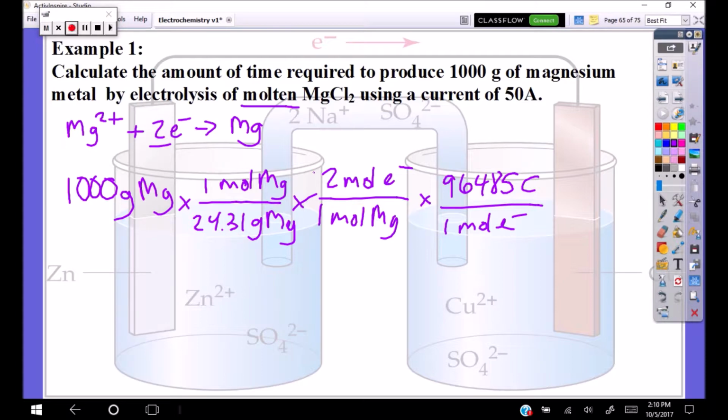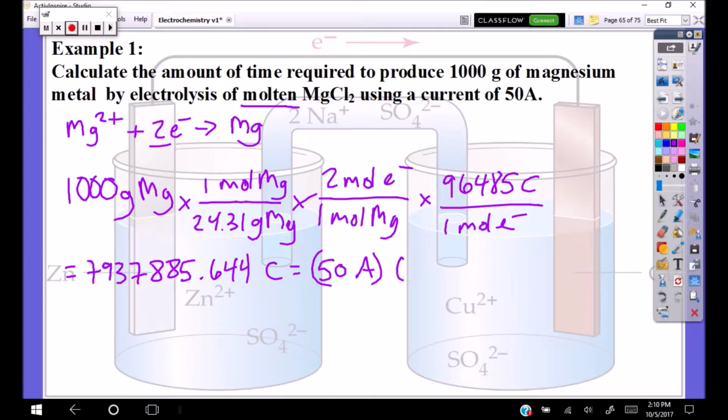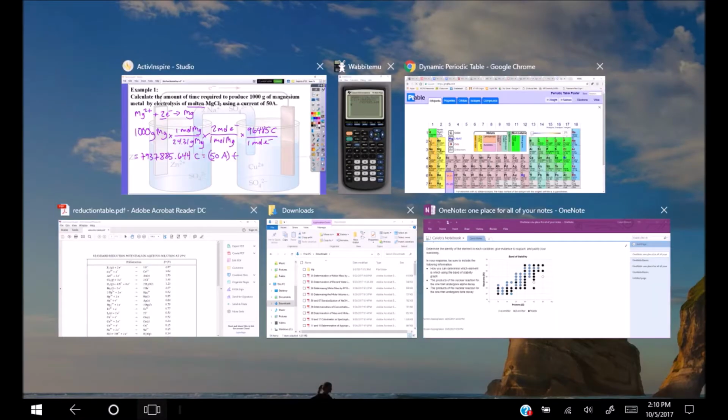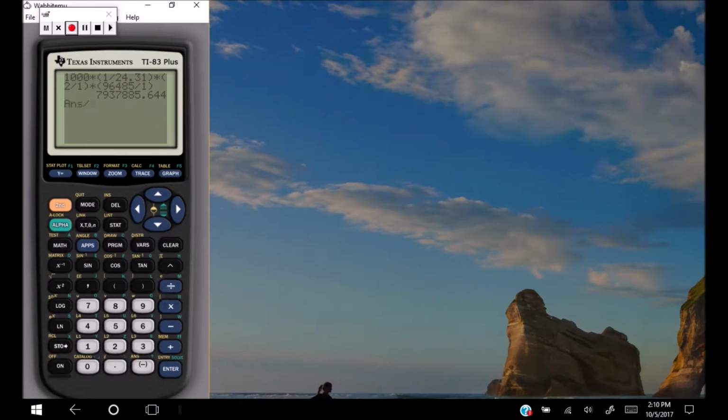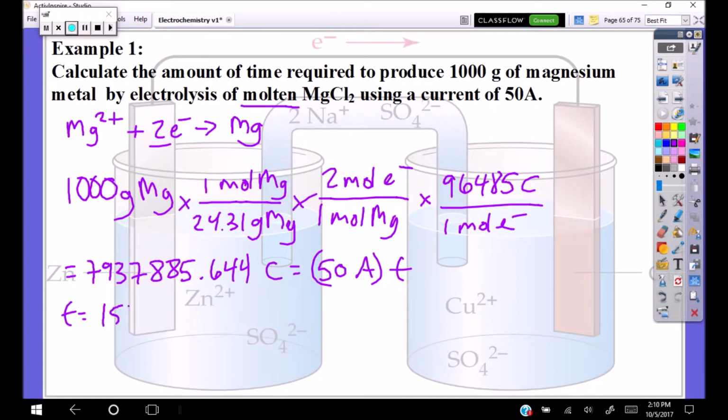I guess, only 2 sig figs in this problem. Yeah, I guess we'll go with 2 sig figs in the end. So this equals, what unit is that? It's coulombs, right? Coulombs, and that's equal to my 50 amps times my time. If I go ahead and divide that number by 50, I will get my time. T is equal to 1587.75. What's my unit? Seconds. That is almost 160,000 seconds.